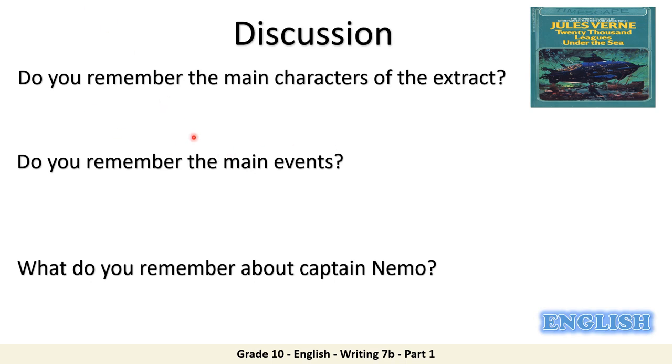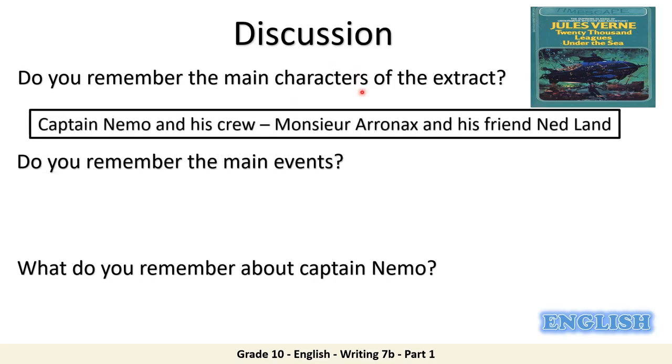And now, let's answer together. Who are the main characters of the story? That's correct. Captain Nemo and his crew, Monsieur Aronnax. So, who is Monsieur Aronnax? That's correct. He is the marine biologist and also the narrator of the story. Also, we have here his friend Ned Land. Do you remember the main events of the story? What happened to the Nautilus? And what happened to Captain Nemo and his crew?